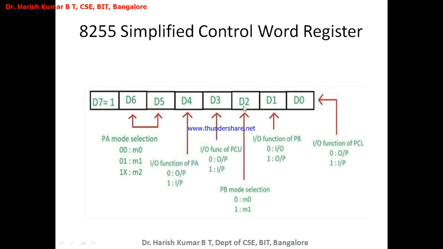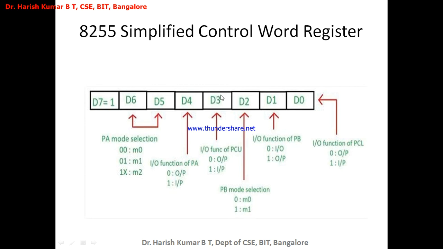Now I told you port B can operate in two modes, that is mode 0 and mode 1, that is simple IO mode and strobed IO mode or handshake IO mode. Since it operates in two modes, I have one bit reserved for it. One bit is sufficient because using one bit you can specify both the modes. If I make this bit 0, port B operates in simple IO mode. If I make this bit 1, port B operates in strobed IO mode.